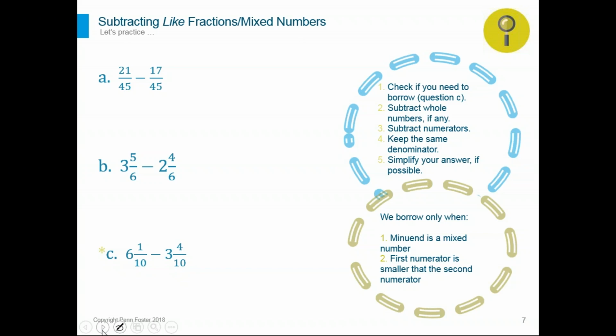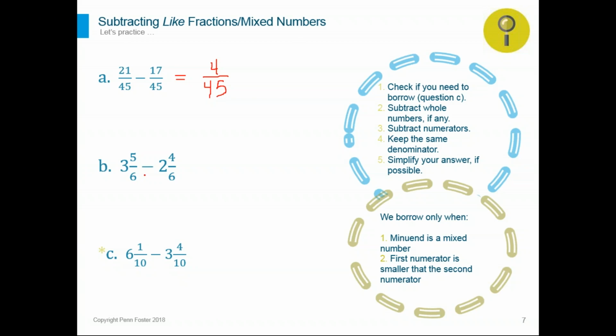So number A, 21 over 45 minus 17 over 45, common denominators. So simply subtract: 21 minus 17 will give you 4, divided by 45. 4 and 45, nothing common between 4 and 45. So the final answer is 4 over 45.